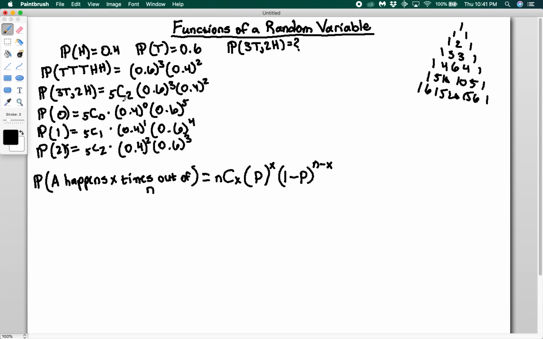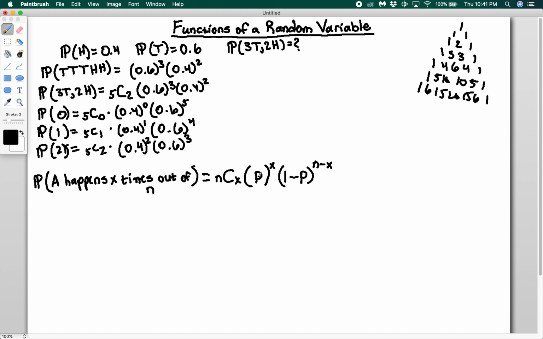And if you go back and plug this in for what we just did, you'll see that this equation really works here. These x's are going to match, and you're going to have n minus x for the rest. So 5 minus 2 is 3, 5 minus 1 is 4, 5 minus 0 is 5. And again, this combination is just the number of ways you can arrange these things.